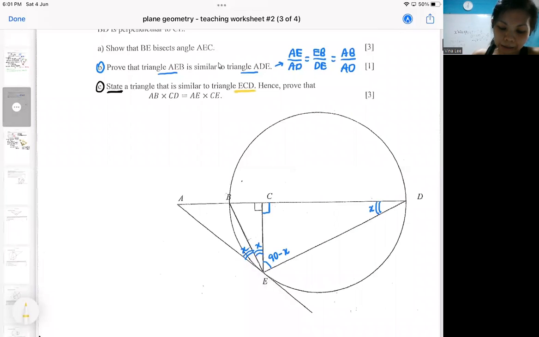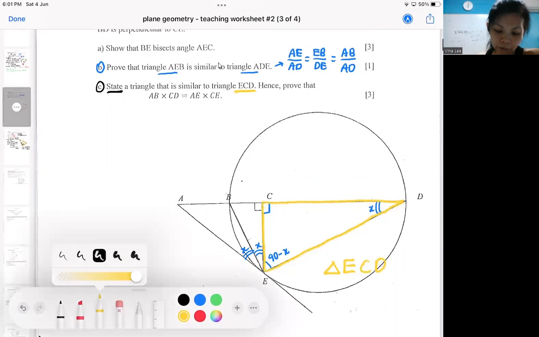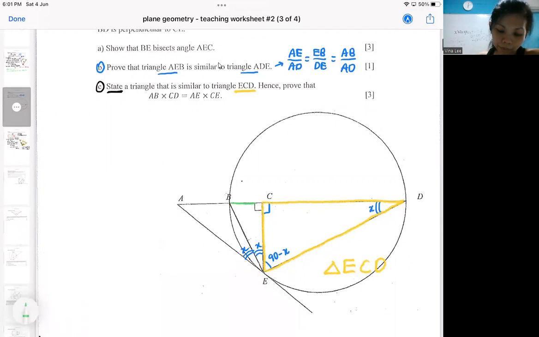So locate your ECD first. Look at your ECD. Your ECD has a 90 degree, has a X. Because of angle sum, we got a 90 minus X. So you should look for another triangle that has X and has 90. The more obvious situation will be this one. This one has a 90, it also has an X.